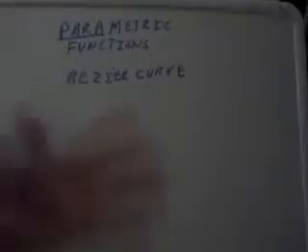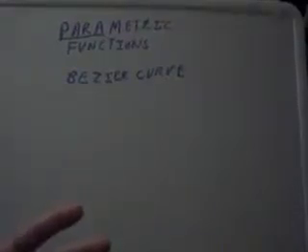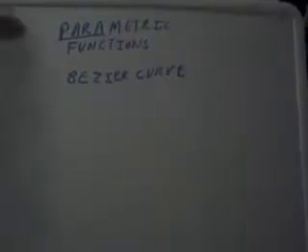Now, what is a parametric function? Well, this particular word is derived from two Latin terms. The first term, para, is derived from the Latin term which means beside. The other one is derived from the Latin term which means measure. So we're going to have a beside measure. That's what we're going to have.